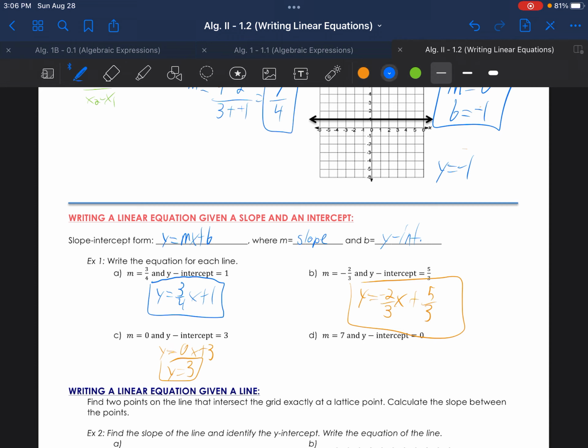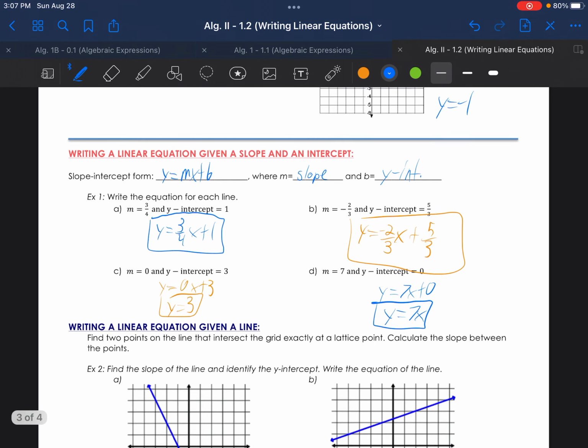Letter D, the reverse. This time the y-intercept is 0, but the slope is a number. So we'll plug this in. y equals 7x plus 0. You don't really have to write the plus 0 though, so you just have y equals 7x. And you would assume, if you see that written down, that it's a plus 0, so the y-intercept is 0.